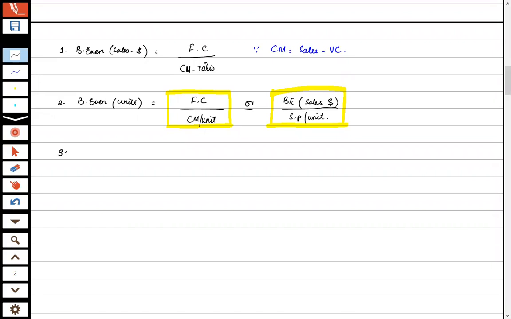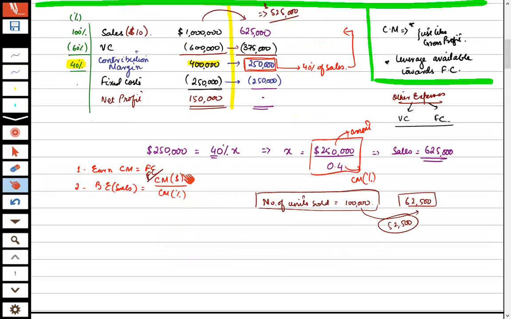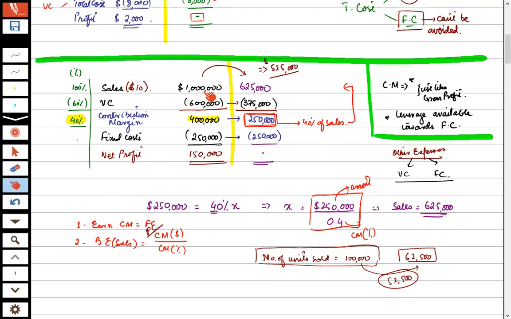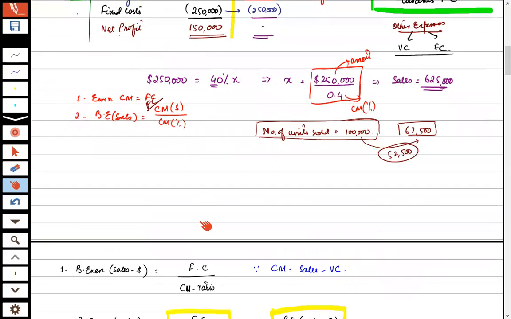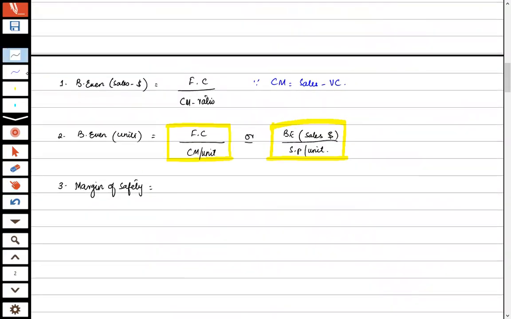Third one is known as margin of safety. Margin of safety means the cushion we have, the leverage we have beyond which we could afford to go into the loss. Like this, from 1 million to 625,000, that is 525,000 would be our margin of safety. If the sales are lost by this amount, then we are still safe. That is the safety. So margin of safety formula would be sales minus break even sales in dollar or whatever.